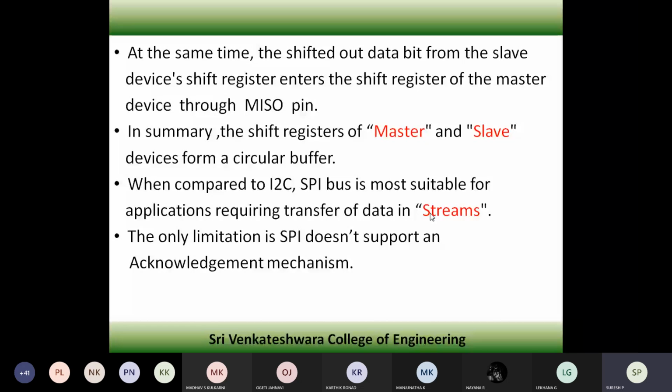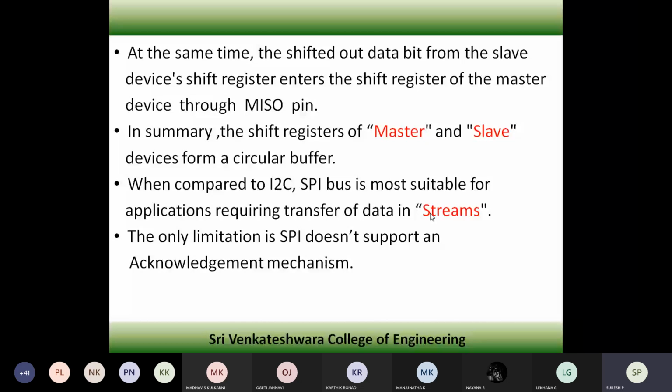Next, when it comes to the application of SPI, normally it is used in data streams where the data is continuously flowing, because the shift registers can send the data in the form of streams, in terms of 8 bits. The only limitation is that it does not support an acknowledgement mechanism, because whether the communication is happening properly or not, we won't come to know, as in I2C.